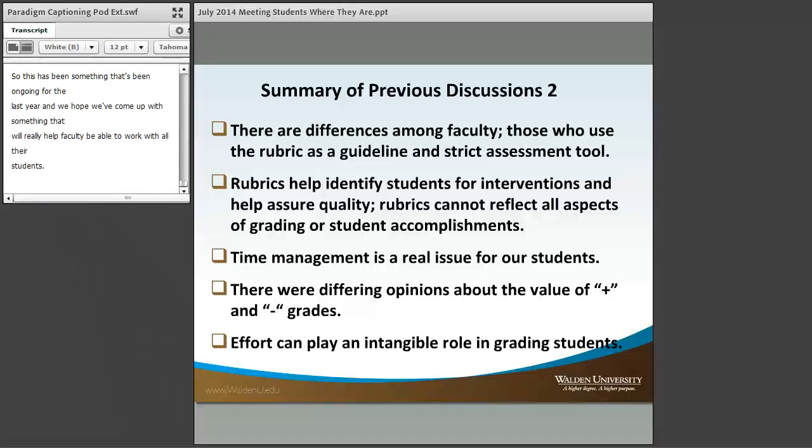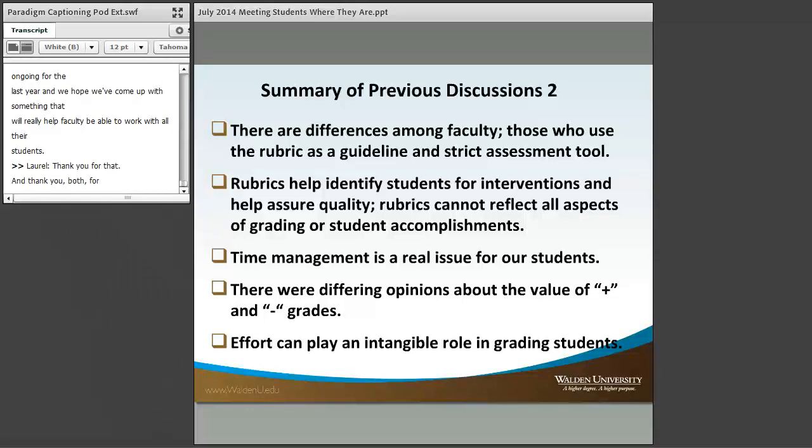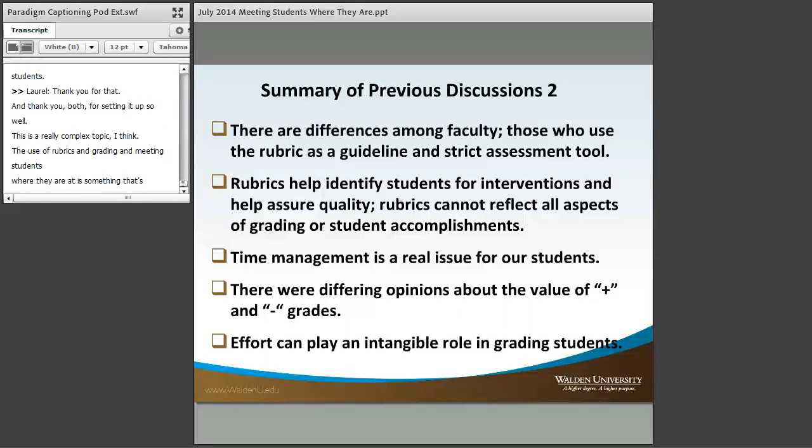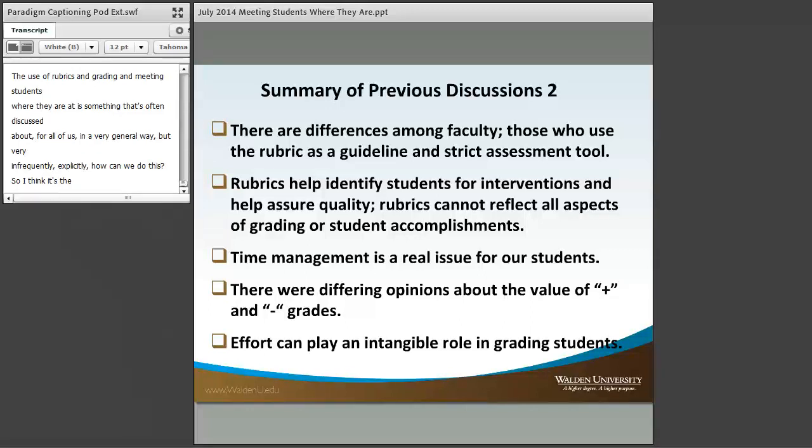Thank you for that. Yes, and thank you both for setting it up so well. This is a really complex topic. I think the use of rubrics and grading and meeting students where they're at is something that's often discussed by all of us in a very general way, but very infrequently explicitly. How can we do this? So I think it's the next slide that starts to frame that out.